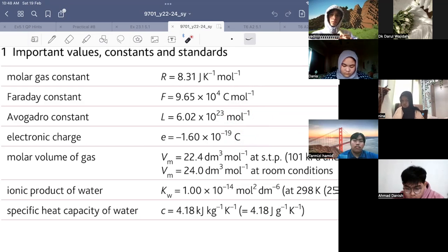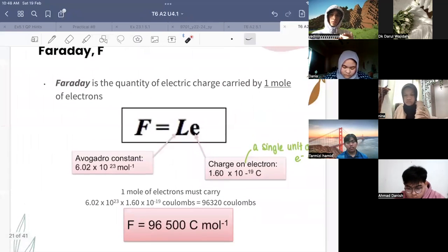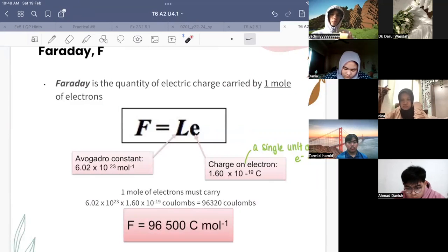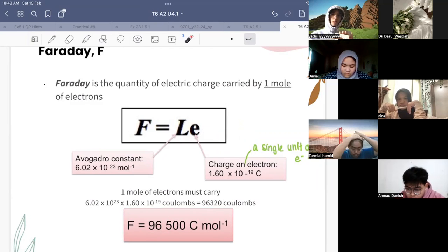What else do I want to write? Going back here, 1 Faraday is always the total charge carried by 1 mole of electrons. It's just like me saying 1 mole of pens, which means that I have 6.02 times 10 to the power of 23 units of pens.